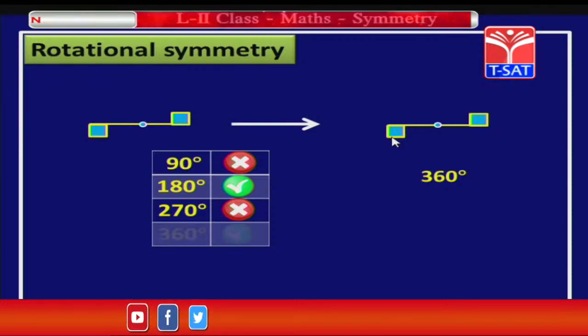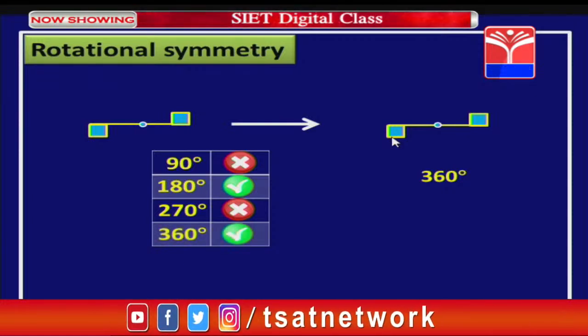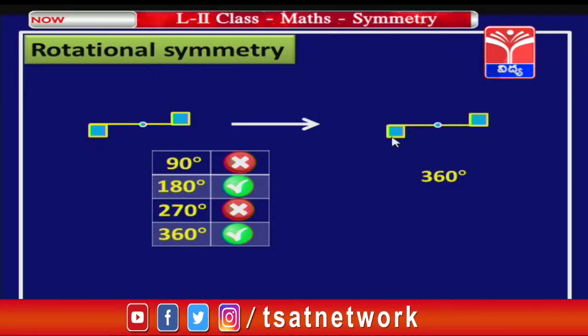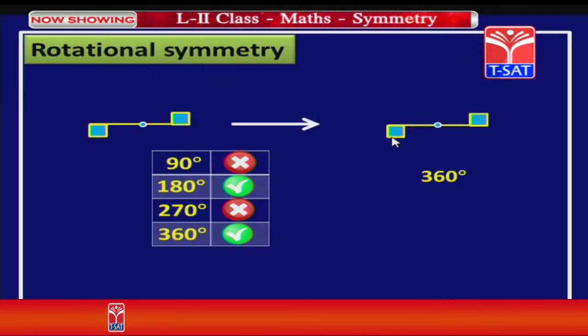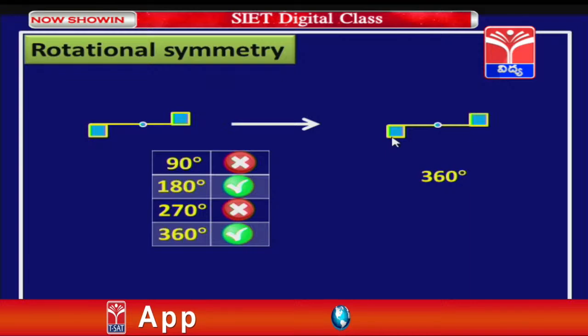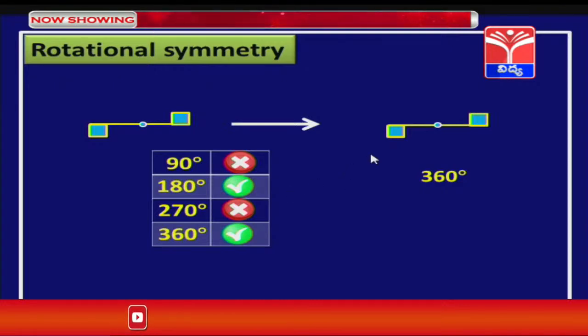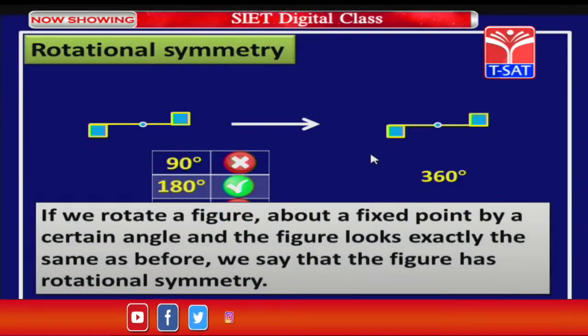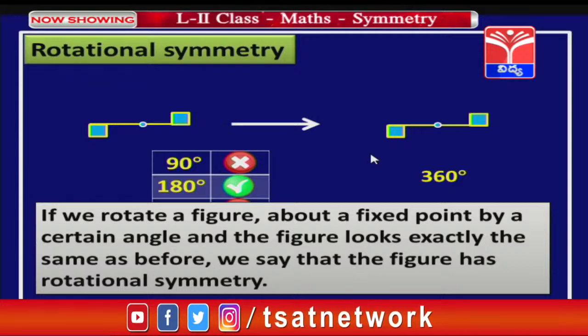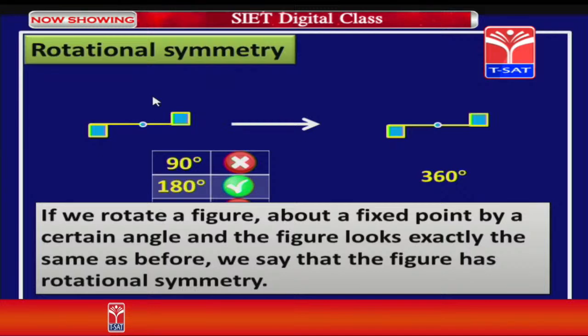Can you notice, children? Yes. So, at 360 degrees also we got back the same figure. That means, when we started rotating from 0 degrees till 360 degrees, that is one complete rotation, we got the same figure twice, isn't it, children? Then such objects are said to have rotational symmetry. So, this object has rotational symmetry. So, what actually is rotational symmetry?